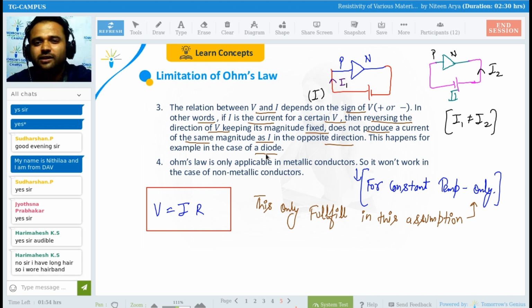Something I told you since the beginning: in physics or in PCM, I don't know much about chemistry, but I know about physics and maths, you cannot learn anything by rote. Anything means anything. If you try to learn by rote, believe me, beta, neither will you score well, nor will you understand anything.